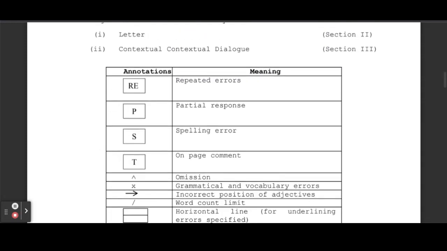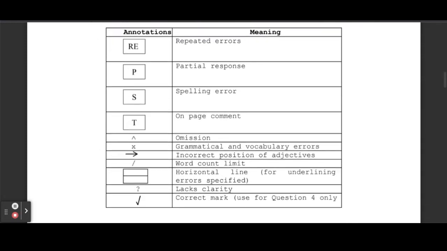So this is a breakdown of the errors and how they will identify errors. I don't like this. It's not bad. It's what they use, but my brain does not work with this.